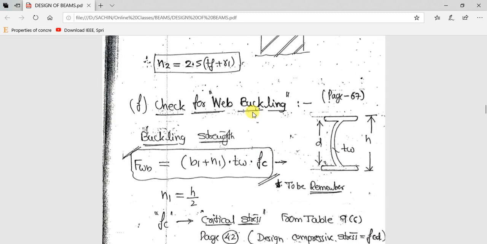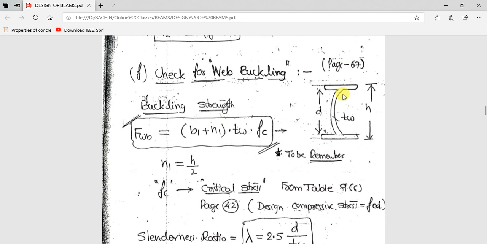The next check is the check for web buckling. The formula for this is given on page number 67. This is nothing but the web buckling, where the web portion acts as a short column, and where the two edges are fixed.